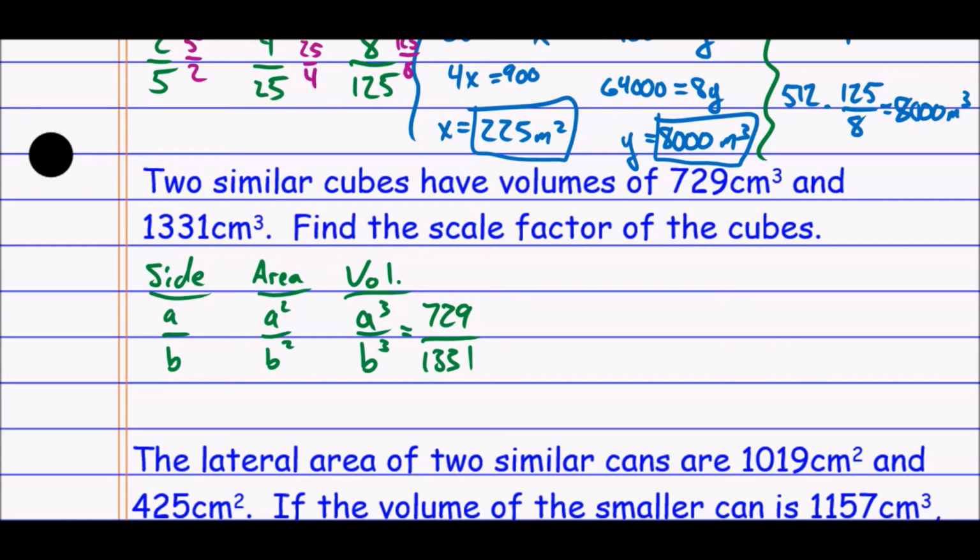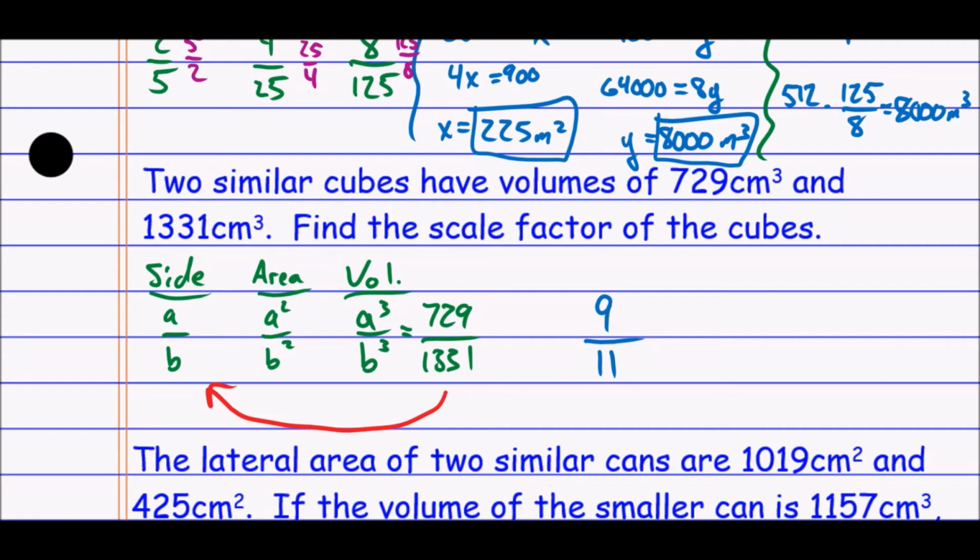If I want to go back to the original scale factor, it's just a matter of taking the cube root of each of these things, okay? If this scale factor represents a cubed and b cubed, I take the cube root in order to get back to the originals. So again, a job for my calculator, the cube root of 729 is going to give me a 9. And the cube root of 1,331, I'm just using my calculator for this, is going to give me 11.